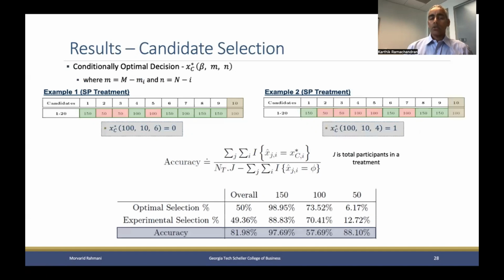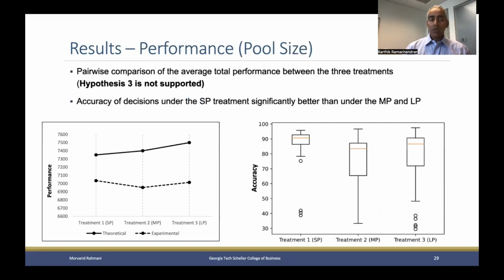So to see what happens, we devised a measure called accuracy, which compares the decisions participants make against the conditionally optimal decision in that particular state based on the optimization problem we set up earlier. So what do we find? Surprisingly, although theory predicts that the performance of the teams that they select should keep improving with the size of the pool, we find that participants in our experiment actually do best in the smallest pool size treatment, both in terms of the overall performance of the candidates they choose and in terms of the accuracy of the decision making, which makes us wonder why.